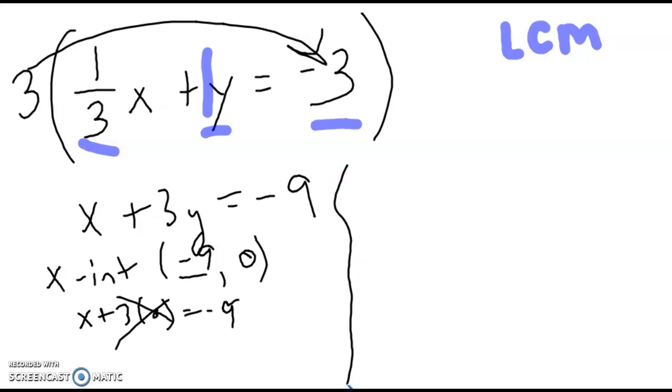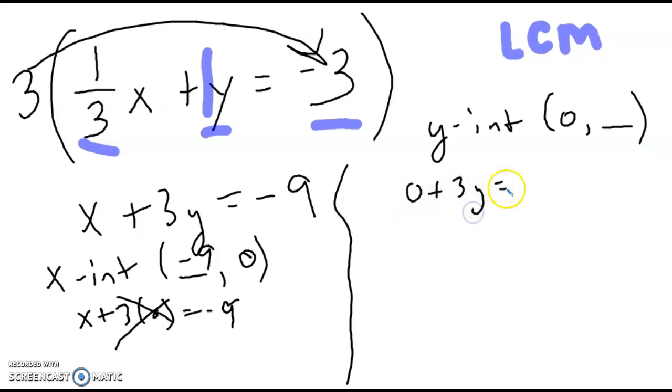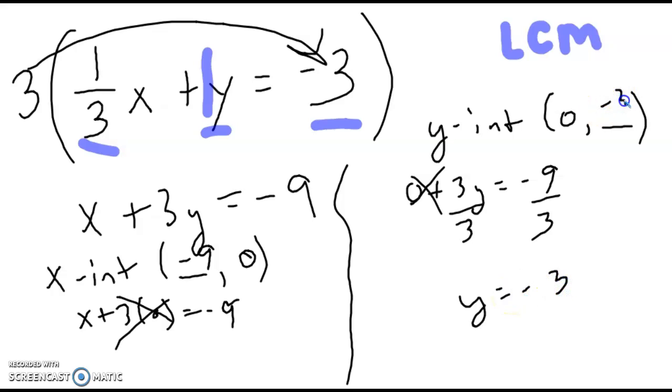Now we need to go ahead and find our y-intercept. So to find our y-intercept, we know the x value is 0, and we need to find the y value of that ordered pair. So we're going to put 0 in for x, which leaves us with 0 plus 3y equals -9. We know that cancels. We're going to divide both sides by 3, and the y value of that ordered pair is -3. So our second ordered pair is (0, -3).